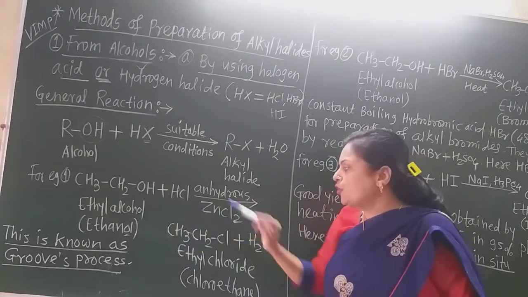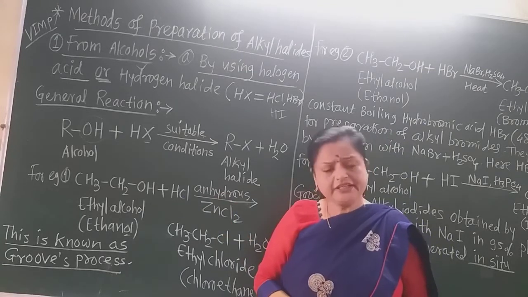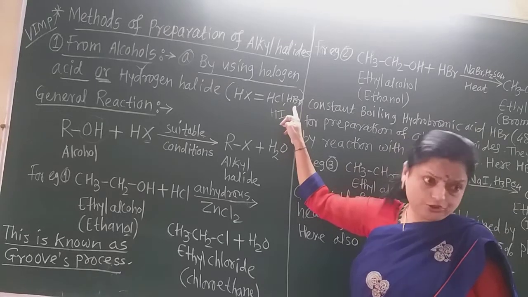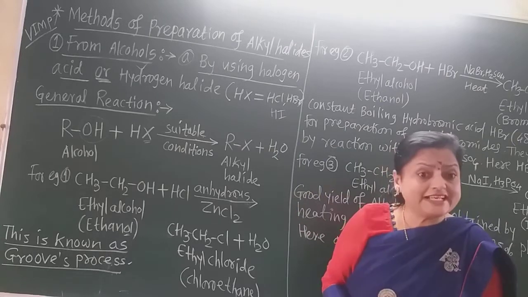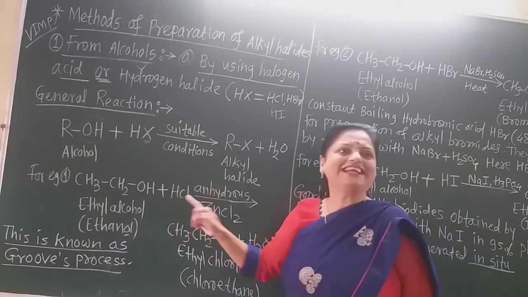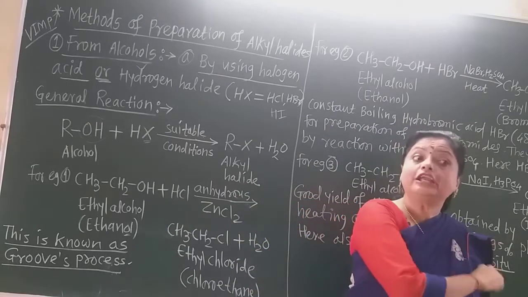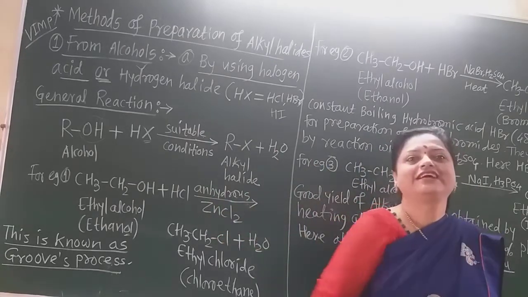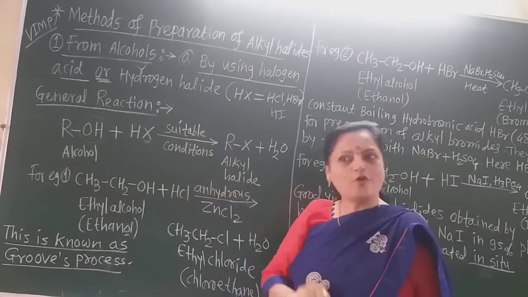Now I want to prepare the chlorides. So which halogen acid do I use here? HCl. If you want to prepare bromides, you may use HBr. If you prepare the alkyl iodide, you may use HI. But I want to prepare the alkyl chloride, so I use HCl here. And the suitable condition for alkyl chlorides is anhydrous zinc chloride, which must be written on that arrow. If you do not write this, there is no meaning to this reaction.